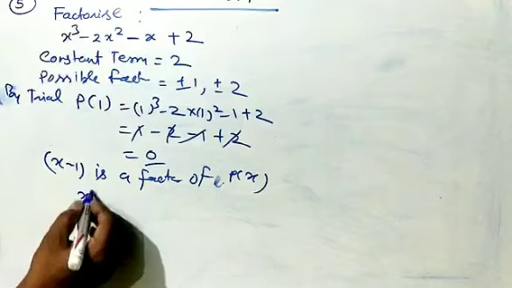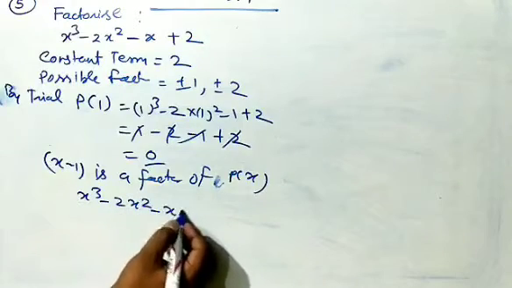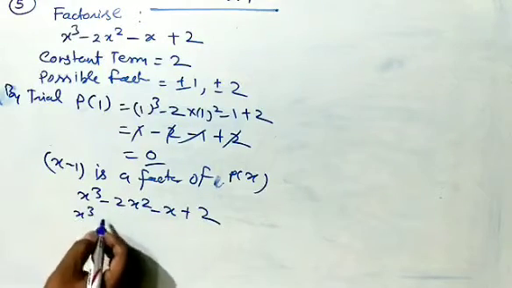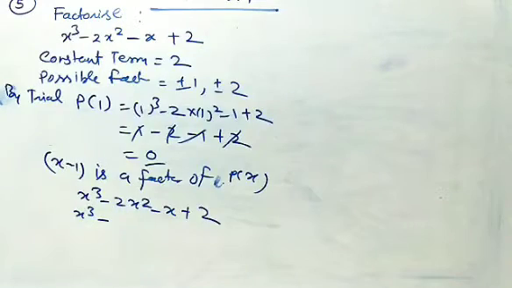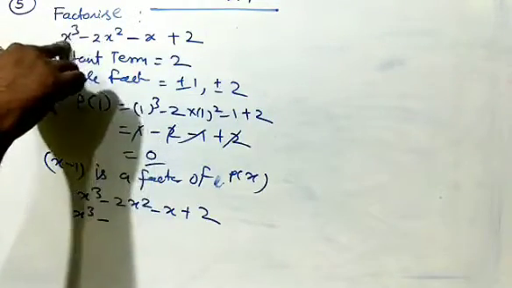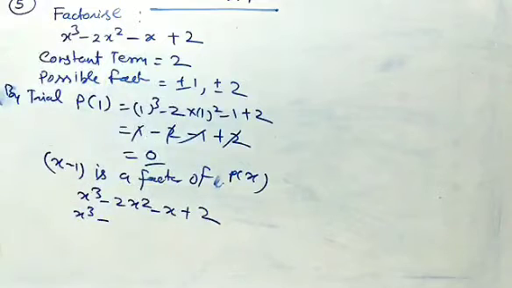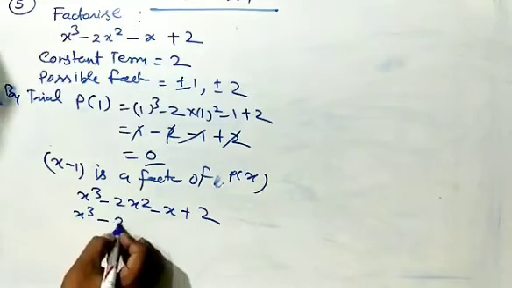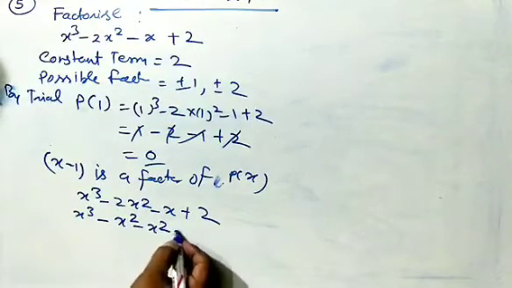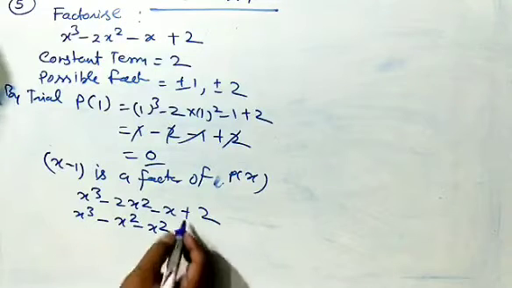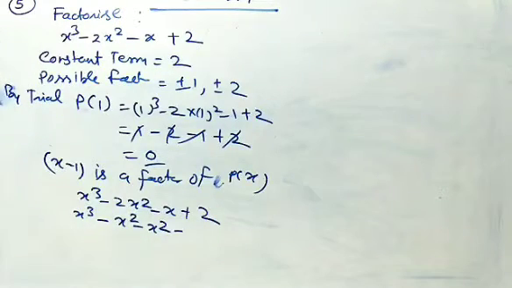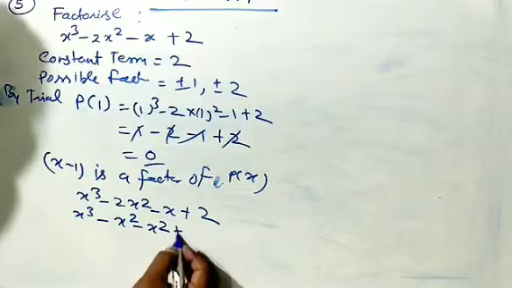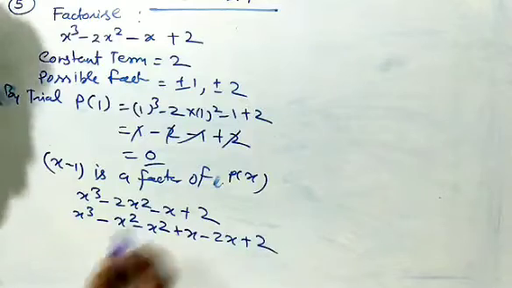So I am writing the equation again: x cube minus 2x square minus x plus 2. We have to write the equation so that we can take x minus 1 common as a whole. So we will write x cube minus x square, minus x square plus x, minus x plus 2.